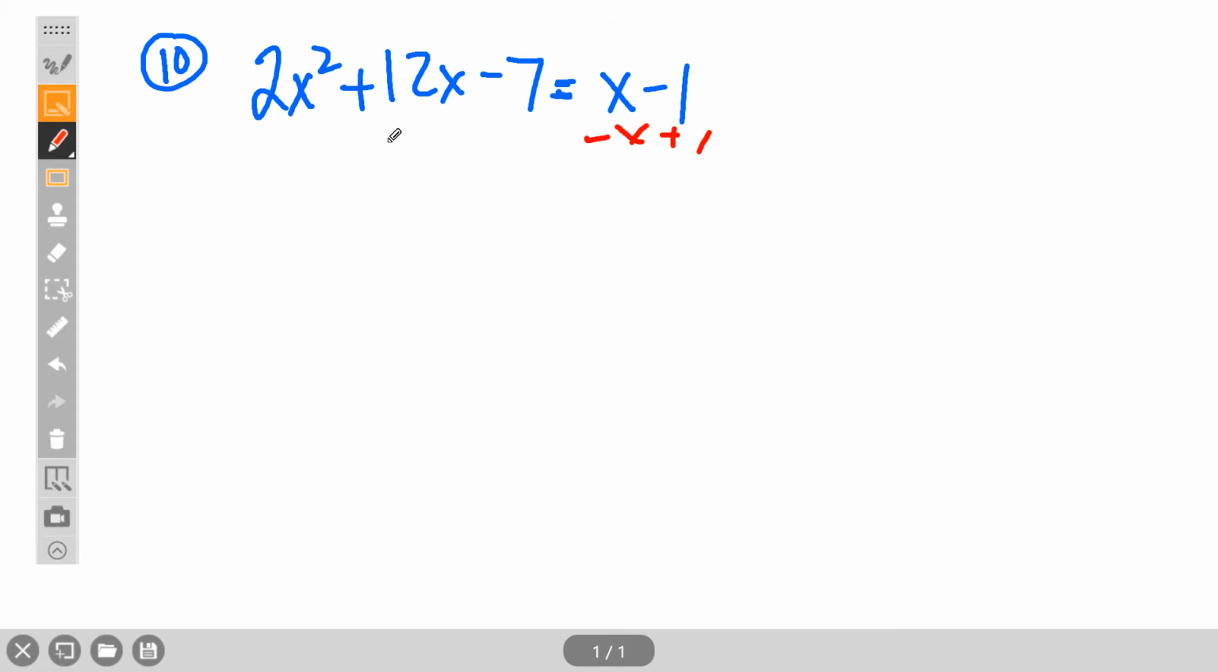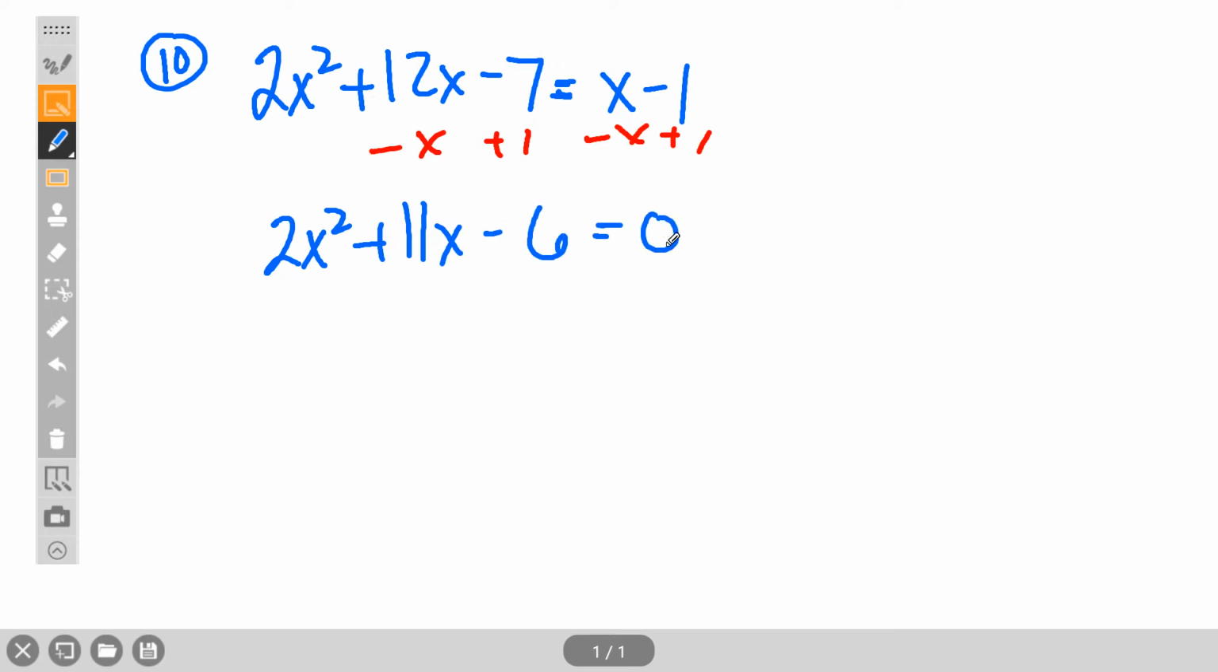All right, number 10, I've got 2x squared plus 12x minus 7 equals x minus 1. Set this equal to 0, so minus x and plus 1, minus x and plus 1. So we got 2x squared plus 11x minus 6 equals 0.